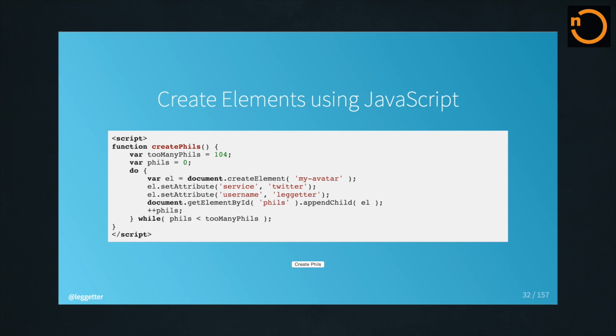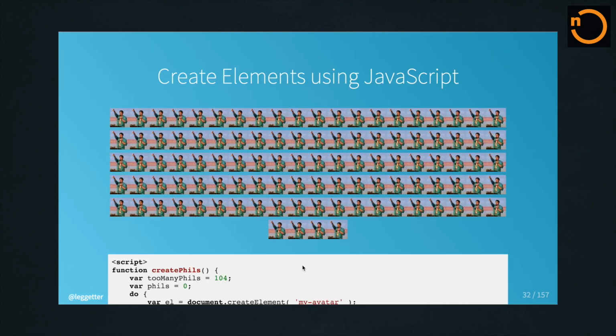Because these are custom elements natively supported by the browser, we can do everything that we can do with elements that natively live in the browser that aren't custom elements. So I can use JavaScript to create elements too. In this case, I'm going to create too many fills, which is 104. I wanted to do a do-while loop just because I never get to do them. And I'm going to create each of these my avatar elements, set the attributes, add them to the DOM. Again, really simple. Pretty boring.